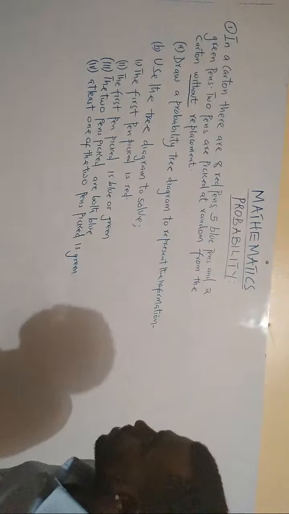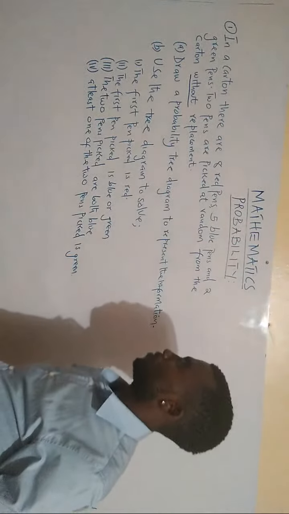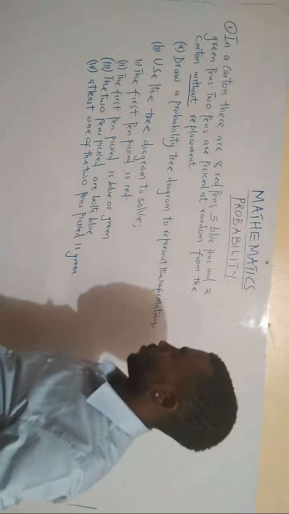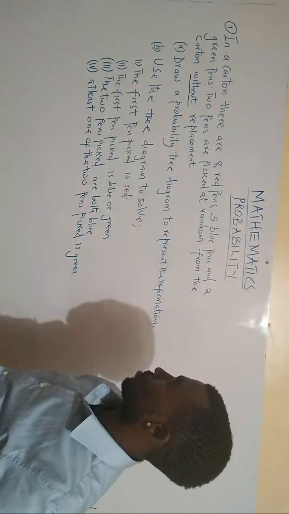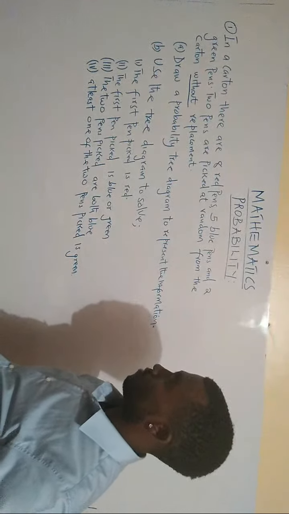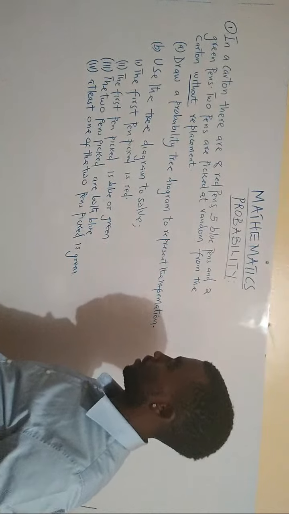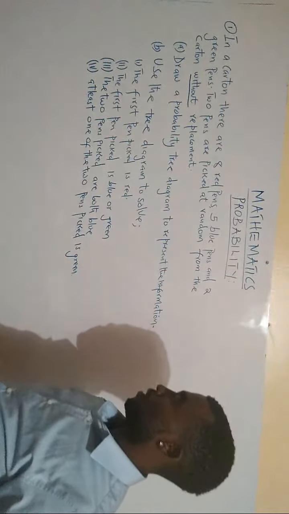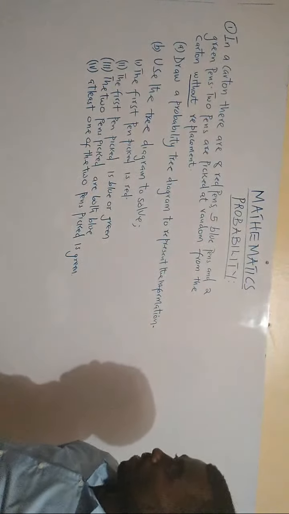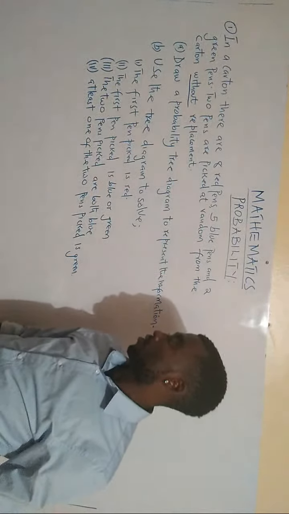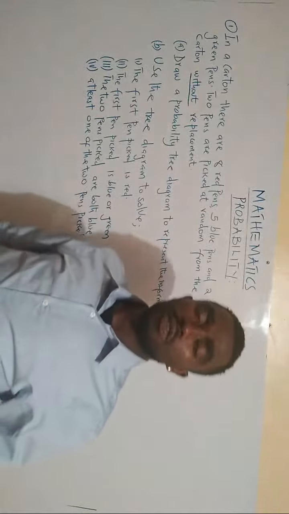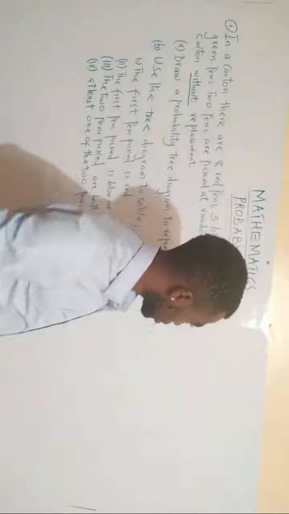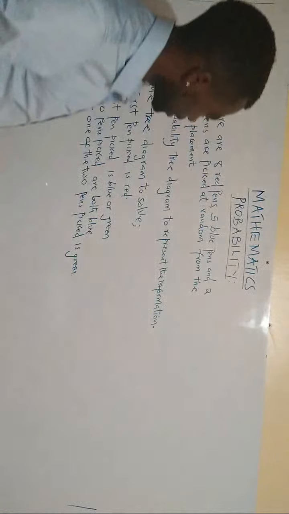Part B: use the tree diagram to solve the following. Roman 1, the first pen picked is red. Roman 2, the first pen picked is blue or green. Roman 3, the 2 pens picked are both blue. And Roman 4, at least one of the 2 pens picked is green. So we need to come up with a tree diagram to represent the information above.